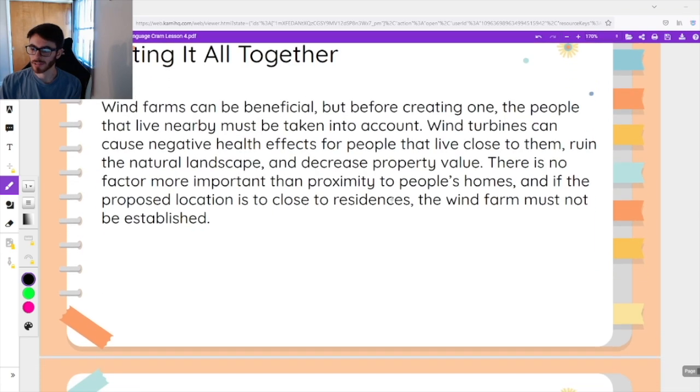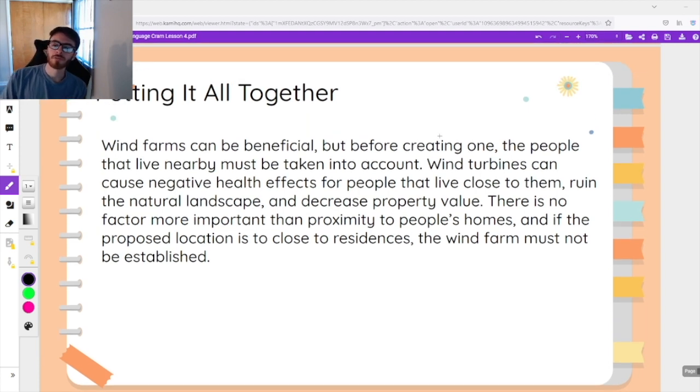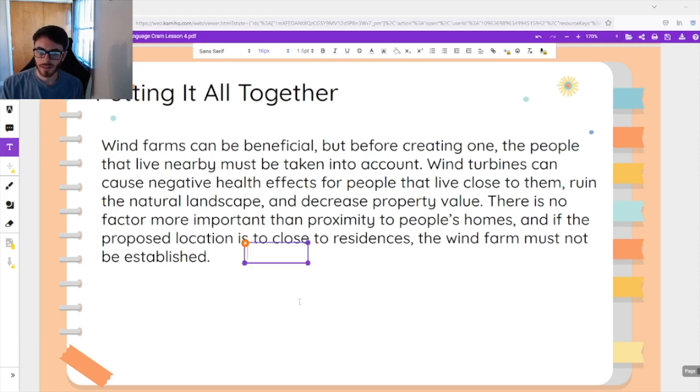All right, here's the conclusion that I wrote. Wind farms can be beneficial, but before creating one, the people that live nearby must be taken into account. Wind turbines can cause negative health effects for people that live close to them, ruin the natural landscape, and decrease property value. There is no factor more important than proximity to people's homes, and if the proposed location is too close... Well, I used the wrong "to" there. If the proposed location is too close to residences, the wind farm must not be established.